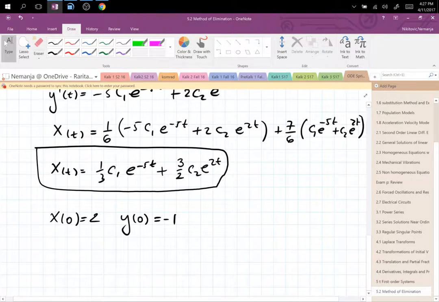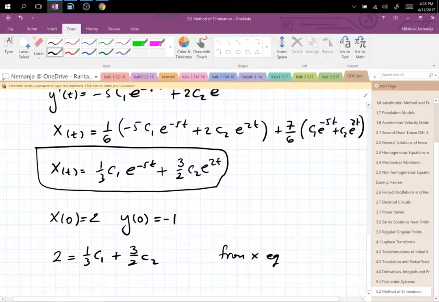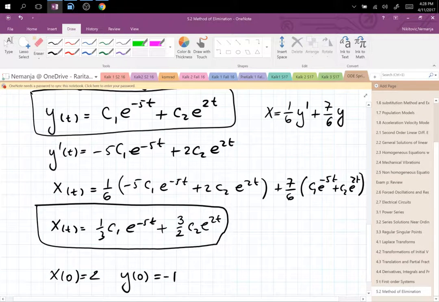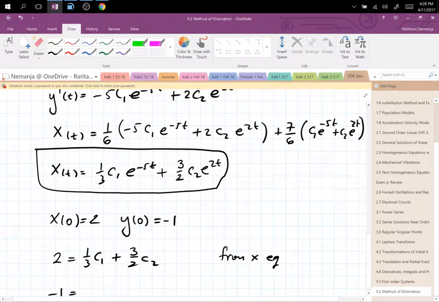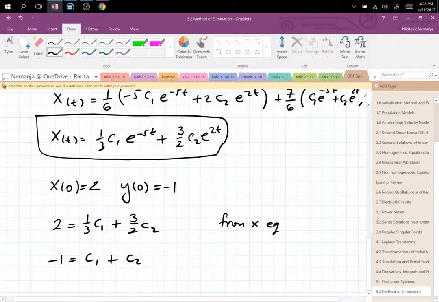Let's see how about x. When I plug in 0, this dies. So I have 2 is equal to 1/3 C1 plus 3/2 C2. Right? So that's from the x equation. And then when I plug in the other one, I get -1 is equal to C1 plus C2. All right, so this is from the y equation.